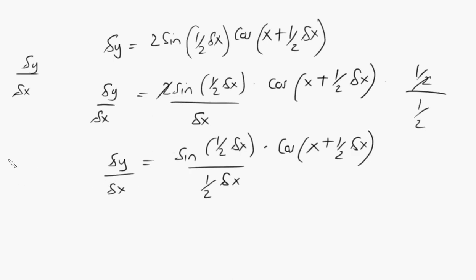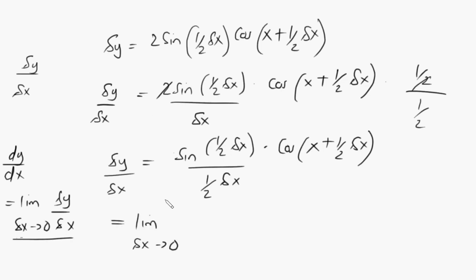So dy dx now, what is it? It's just the limit as delta x approaches 0 of delta y over delta x. So this is what I am looking for. I am looking for the limit as delta x approaches 0 of delta y over delta x, which is this one.